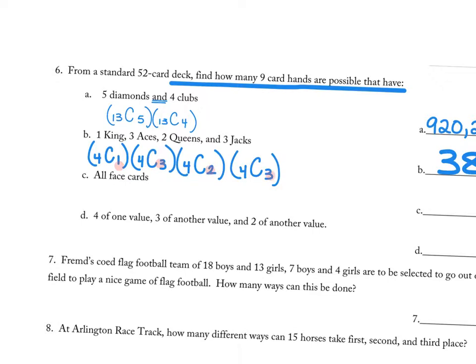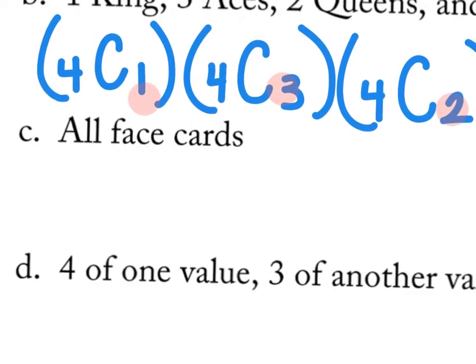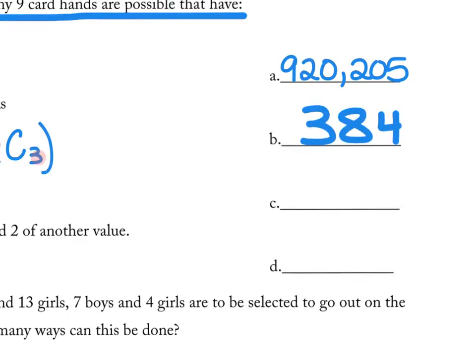All right, now the next one says all face cards. All right, well, how many face cards are in the deck? Jacks, queens, kings. There's 3 actual face cards, but there's 4 of each, so there's 12 face cards to choose from. All right, but remember, I'm selecting 9 cards total. So from the 12, I'm choosing 9 of them. Just throw that into your calculator. And it's 220.